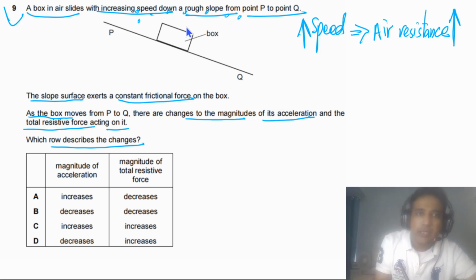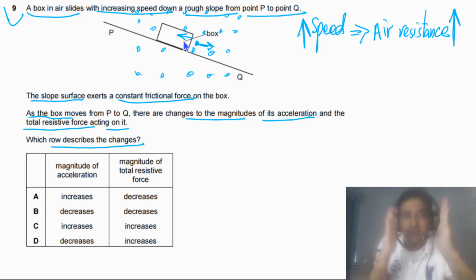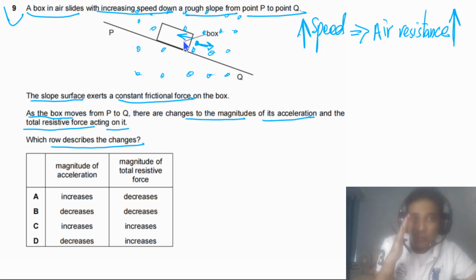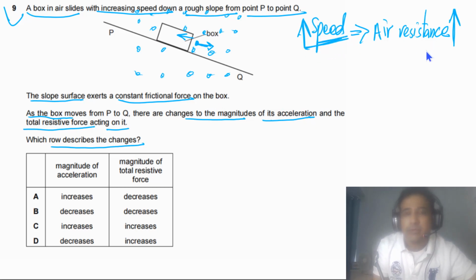So here are air particles. You can imagine there is a sea of air, and the box is moving in the air. As this box moves, it will hit air particles. For example, if there is an air particle here, this box will apply a force on this air particle to the right, and as a reaction this air particle will apply a force on the box to the left. If the box hits air particles harder, it will exert more force on them, so the reaction force on the box will also be greater. That's the reason that as the speed of the box increases, air resistance also increases.